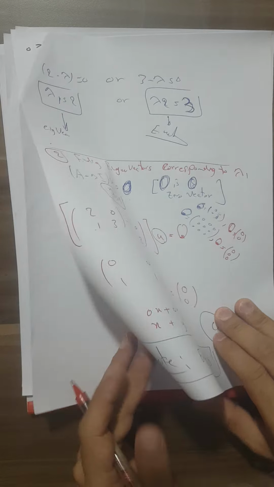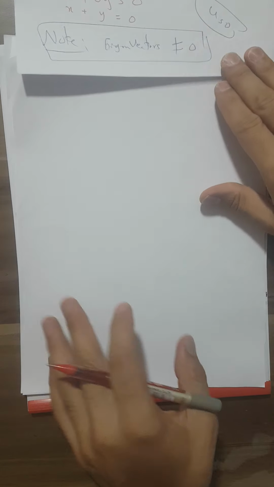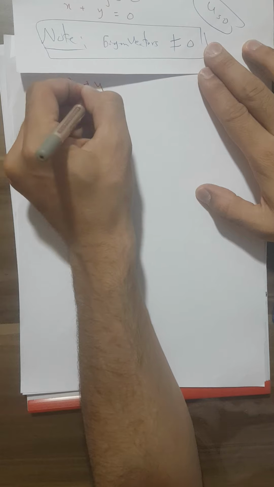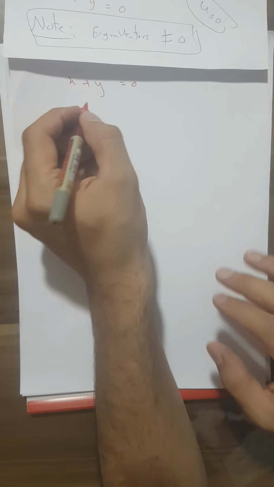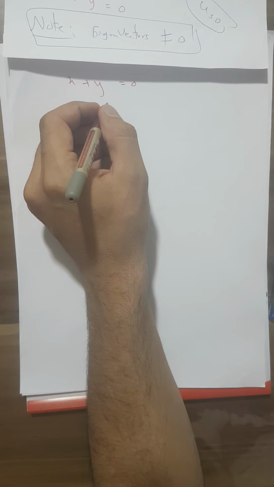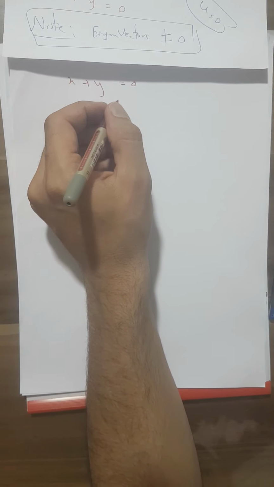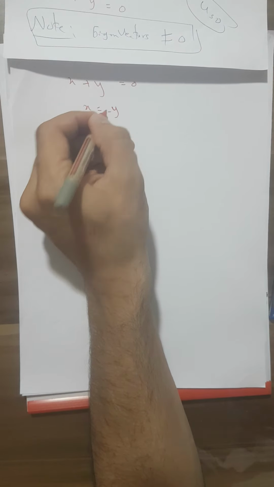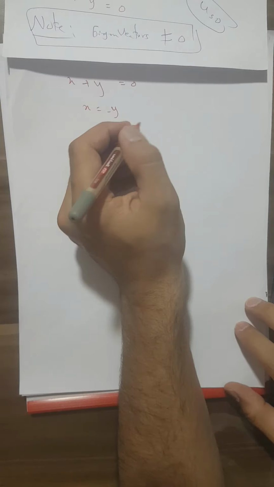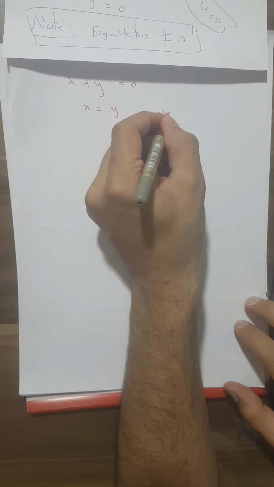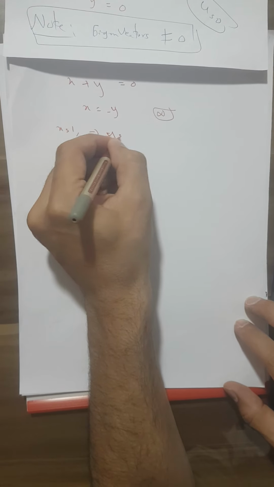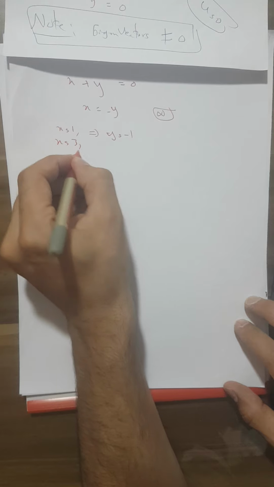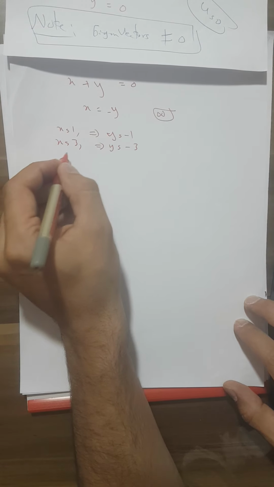Now we are continuing our work. In here, x plus y is equal to 0, which means that x is equal to minus y. In that case, how many solutions do we have? Infinite solutions. Why? Maybe x is equal to 1, so in that case y will be minus 1. Maybe x is equal to 3, y is equal to minus 3, or any number.